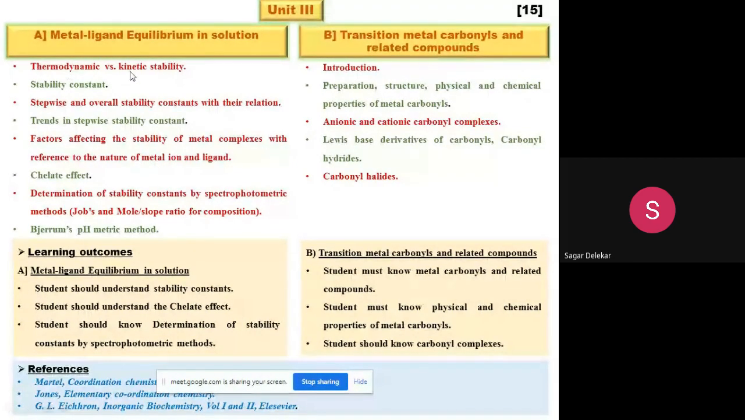Then what is thermodynamic stability? Thermodynamic stability is a measure of the bond strength between metal and ligand, the bond energy. So thermodynamic stability reveals the bond energy, bond strength. If the bond strength between metal and ligand is stronger, it reveals that the compound is thermodynamically stable.